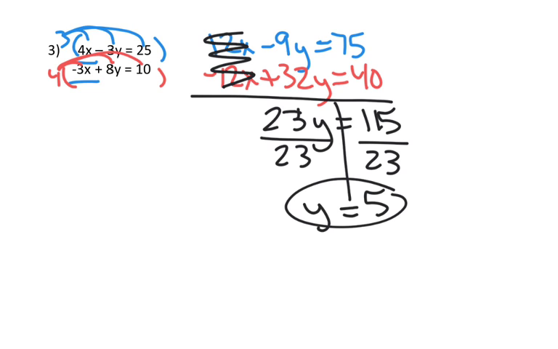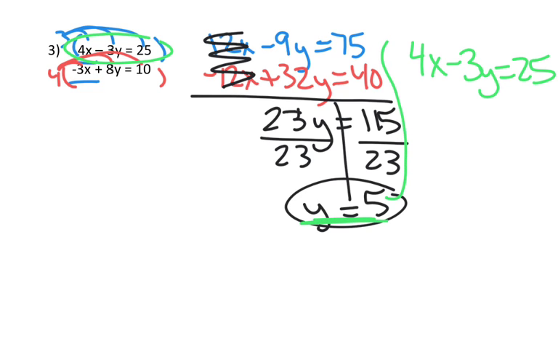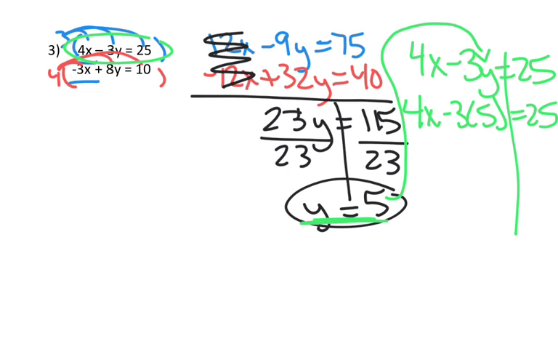Okay, then we're going to go back. We're going to pick an equation. It doesn't matter which one. Pick whichever one looks easiest to you. So I'm going to take the top one, which is 4x minus 3y equals 25. And I'm going to substitute in what I solved for, which happened to be y. So we're going to plug that in for the y. So 4x minus 3 times 5 equals 25. So 4x, negative 3 times 5 is negative 15, equals 25.